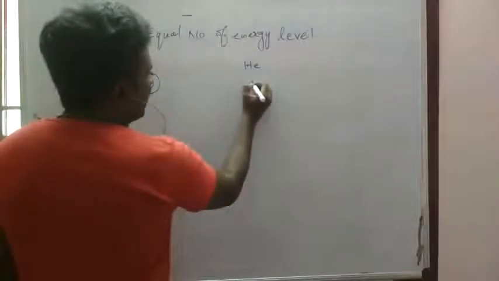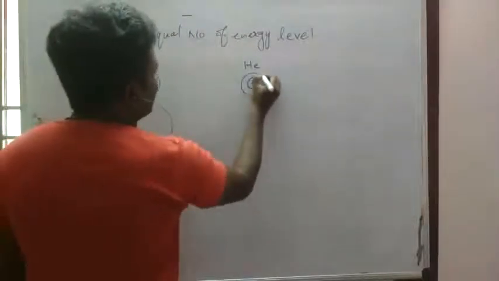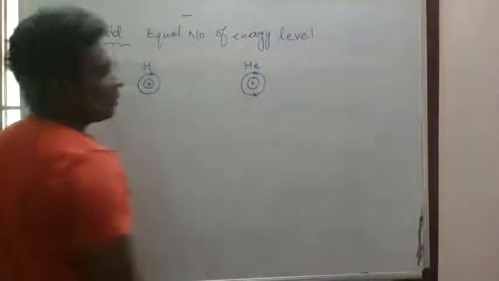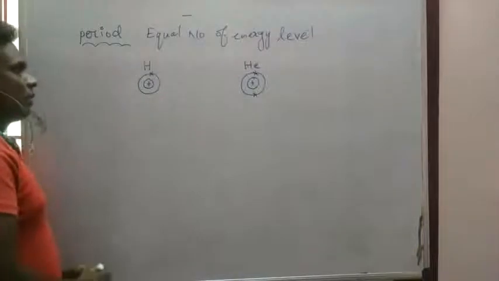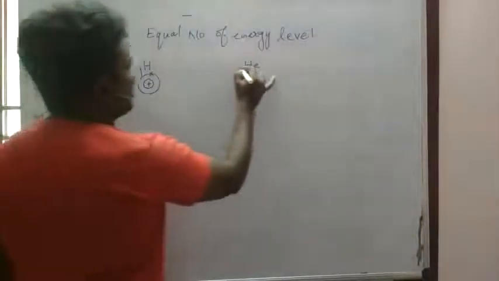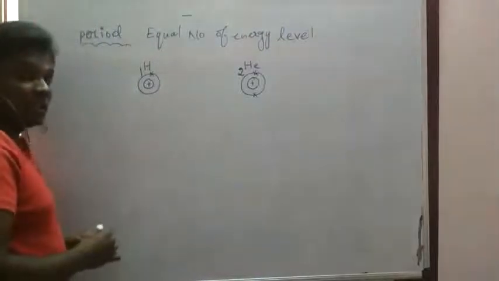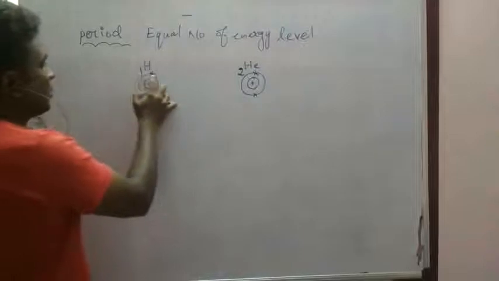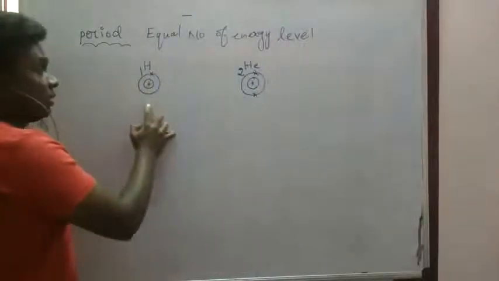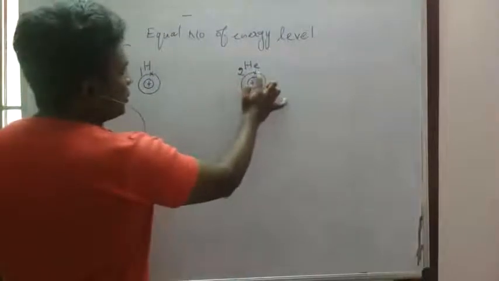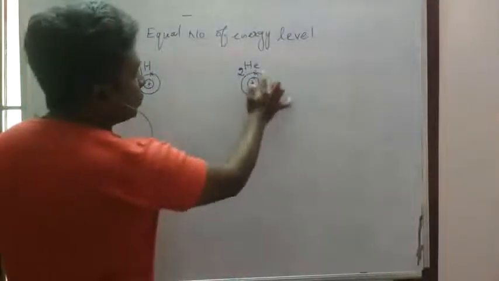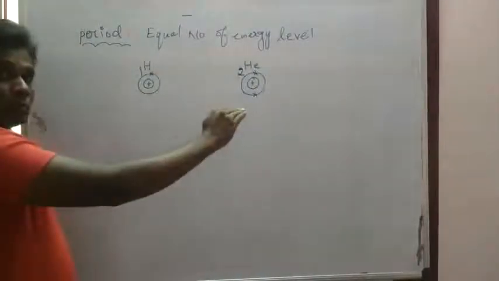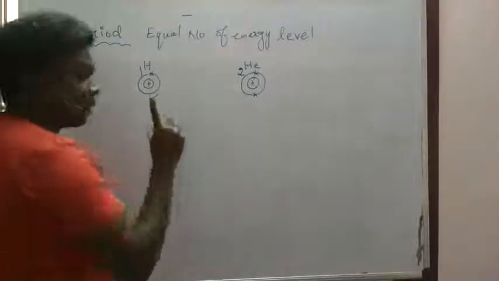If you come to helium, its atomic number is 2, so it contains 2 electrons in the first shell. Hydrogen's atomic number is 1, helium's atomic number is 2. The atomic number is equal to the number of electrons and the number of protons. So hydrogen has one electron in the first shell and helium has 2 electrons in the first shell. These two elements are placed in the first period, which means they contain an equal number of shells, only one shell.